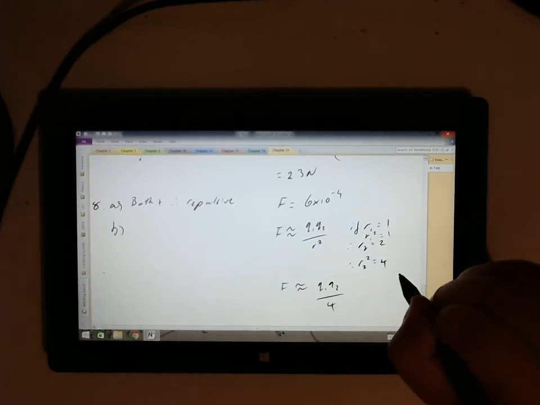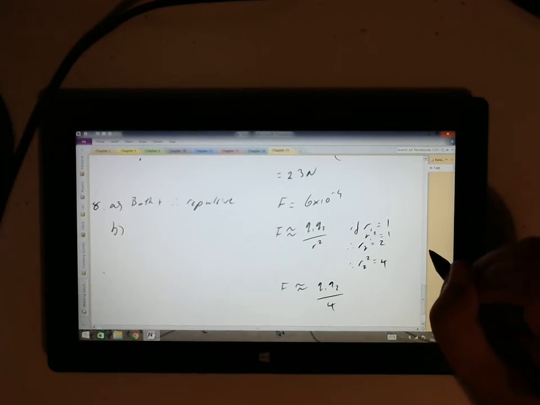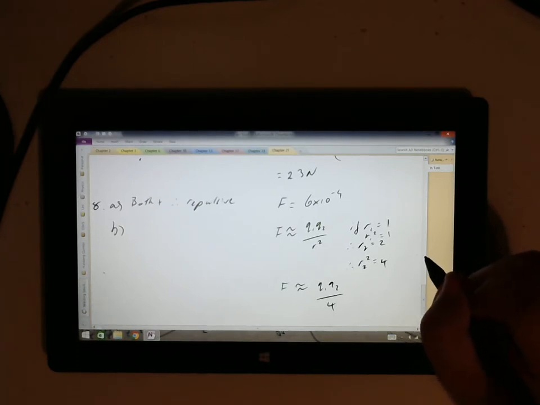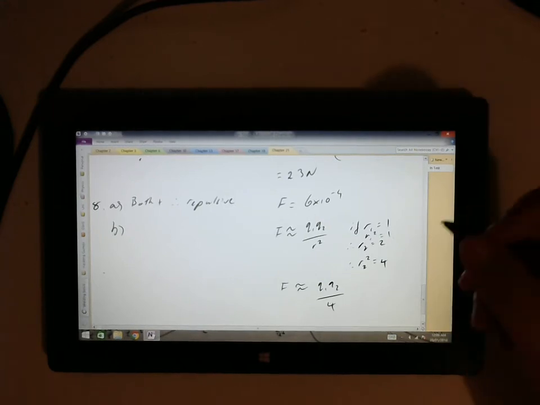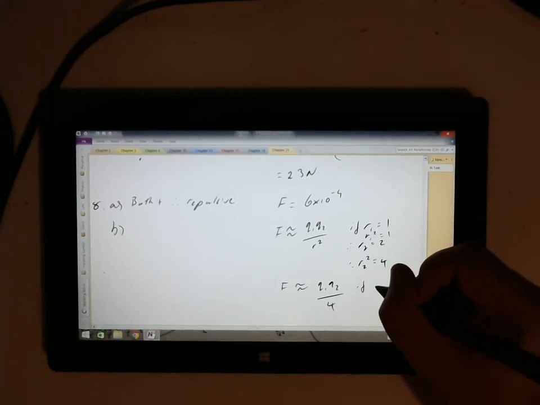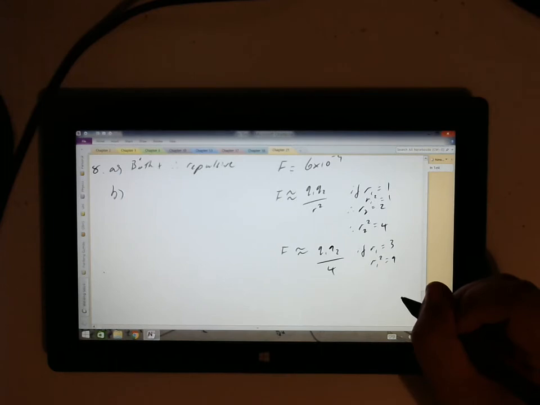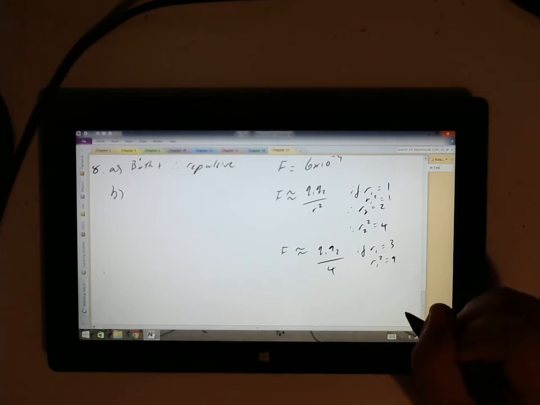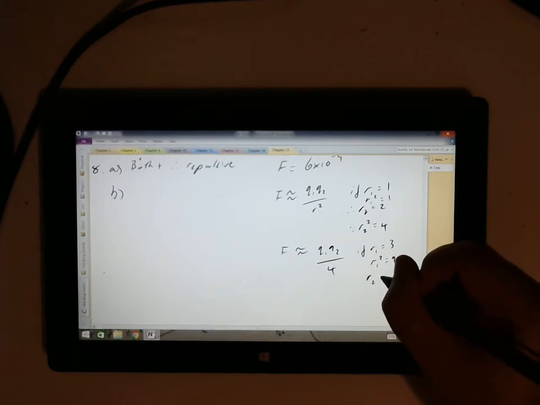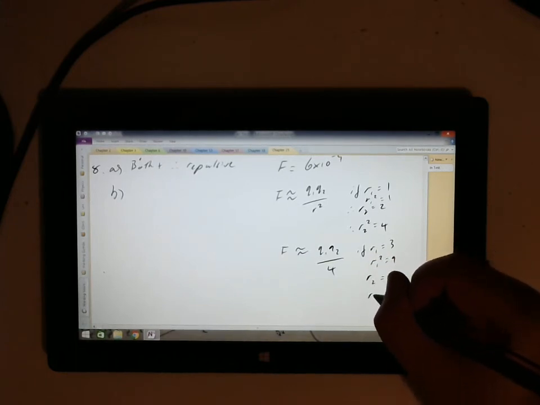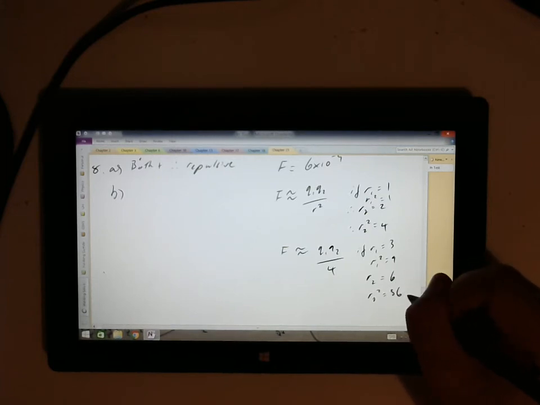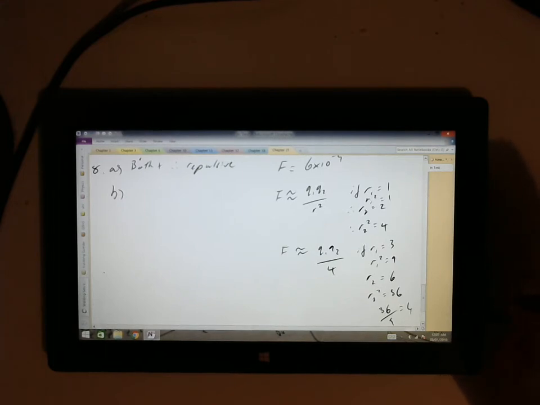Now, what if r1 was equal to 3? What if there were 3 meters between the two? Well, it doesn't matter. If r1 equaled 3, then r1 squared would equal 9. Remember, we're doubling the radius. We're not saying increase it by 1, we're saying we're doubling the radius. So r2 would equal 6, so r2 squared would equal 36. And 36 over 9, the ratio is a quarter again.